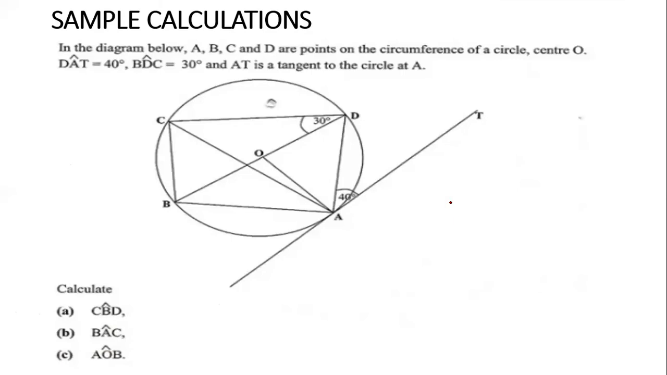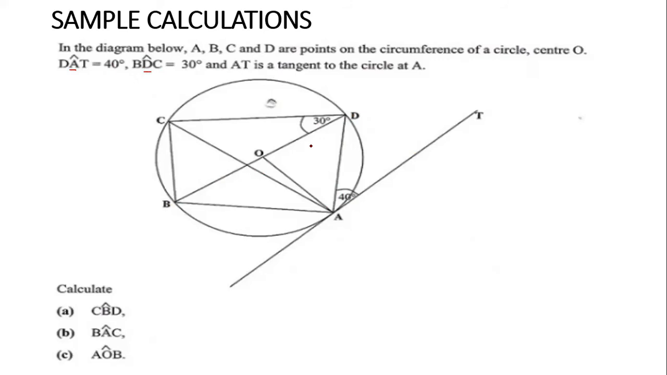All right, so the first sample question reads, in the diagram below, A, B, C, and D are points on the circumference of a circle center O. DAT is equal to 40 degrees, BDC is equal to 30 degrees, and AT is a tangent to the circle. So now, when they say DAT, they are talking about this angle. When they say BDC, they are talking about this angle. So the middle letter is the angle that is in question here. I'm sure we all know that by now.